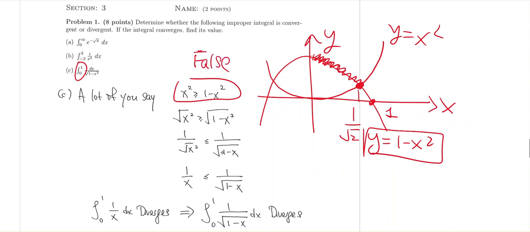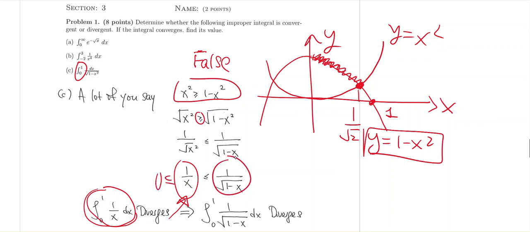You take the square root on both sides, so you take 1 over this thing. Now your inequality will flip, and so this is this, and then you have this, and a lot of you say that because this diverges, which is true. This improper integral diverges because the antiderivative is log x, and when you take the limit going to 0, it will just blow up. So it diverges. Because it's smaller, and it diverges, therefore this diverges.